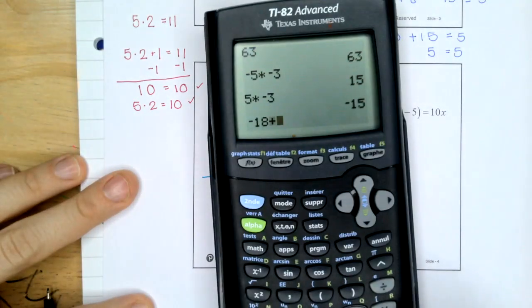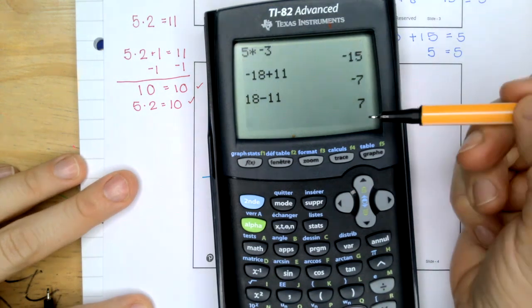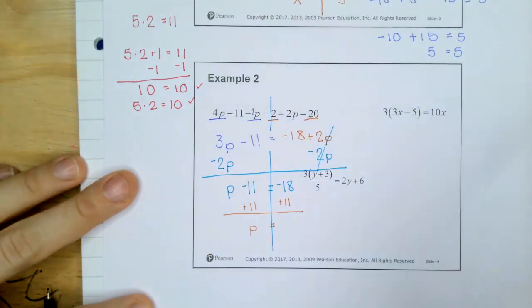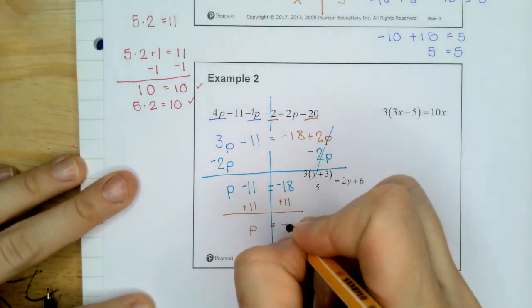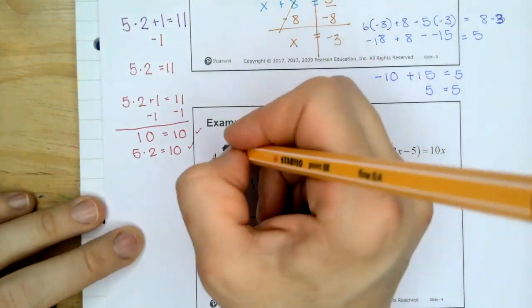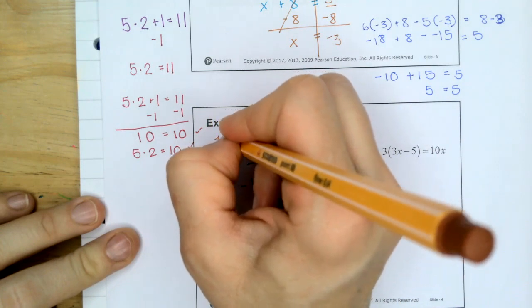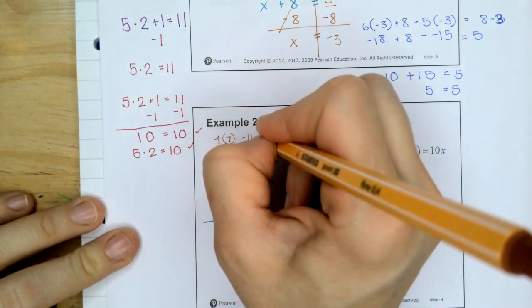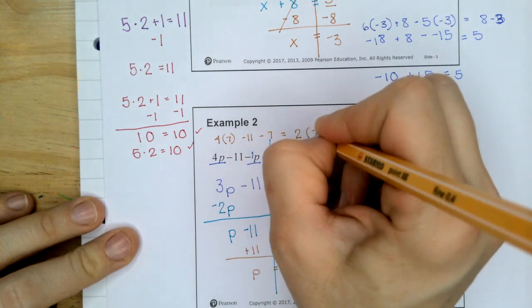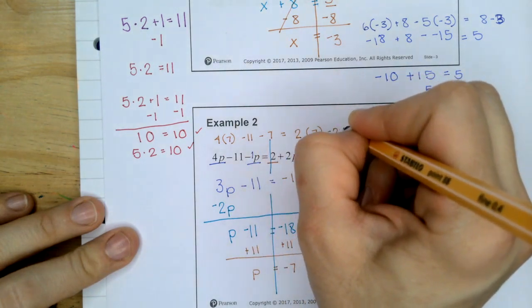Negative 18 plus 11, or 18 minus 11, is 7, but the 18, the bigger number, is negative, so it's a negative 7. The difference between 18 and 11 is 7. The 18 is a negative, so it's a negative 7. Go ahead, put that back. 4 times 7 minus 11 minus 7 should equal 2 times 7 minus 20.